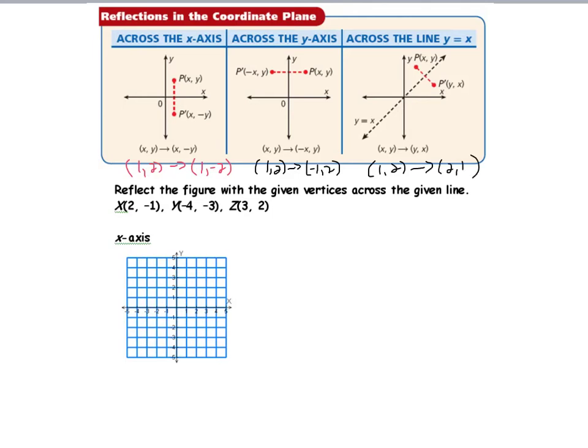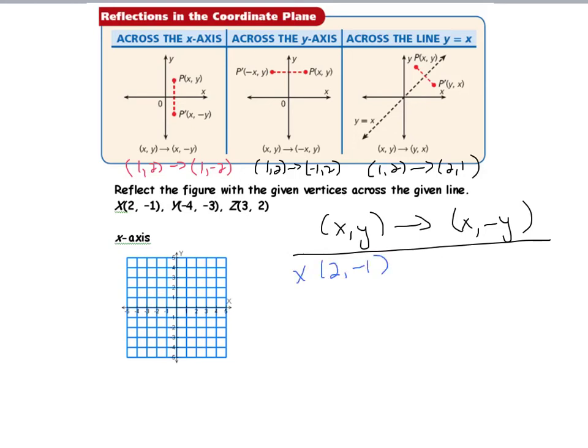So looking at this example here, it says reflect the figure across the x-axis. If I want to reflect it across the x-axis, this is my rule. My rule will take your pre-image and change it so that the y is the opposite sign. So let's take a look. Let's follow the rules here. X starts at (2, -1). Now remember, the only thing we're changing is the sign for y. So this should become X' (2, 1).